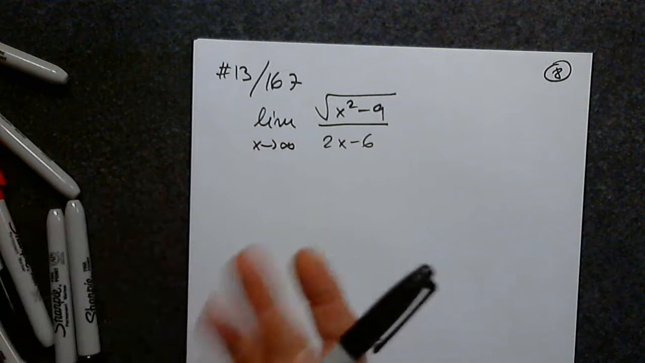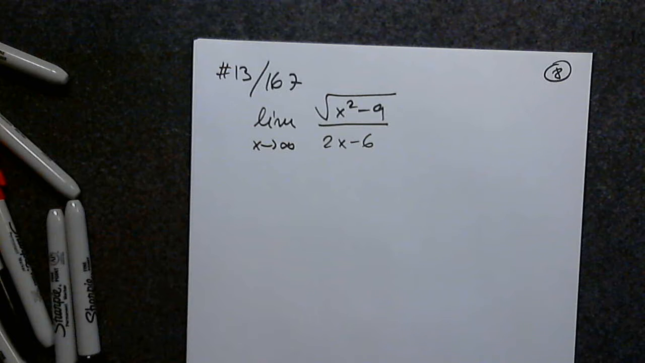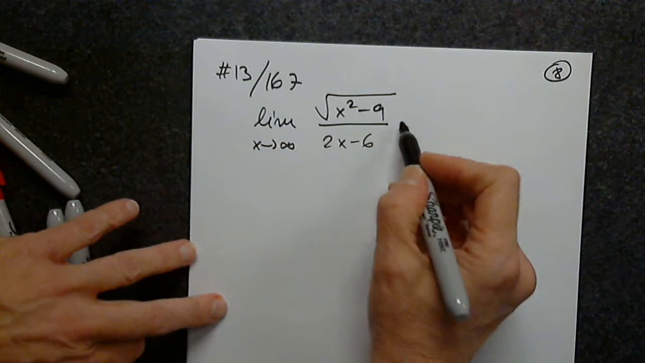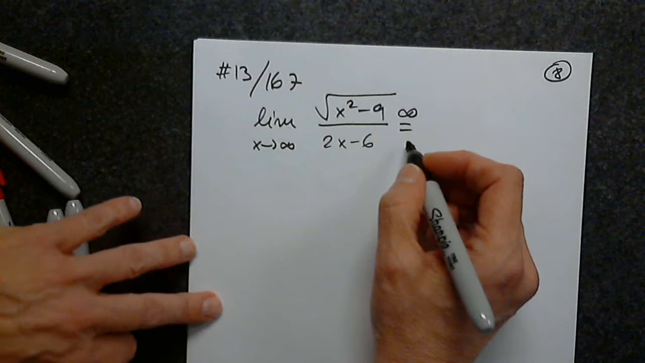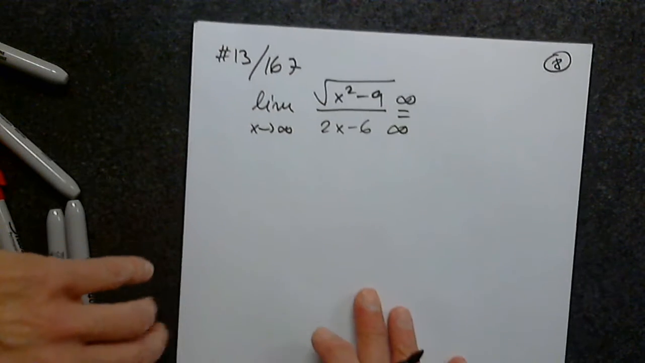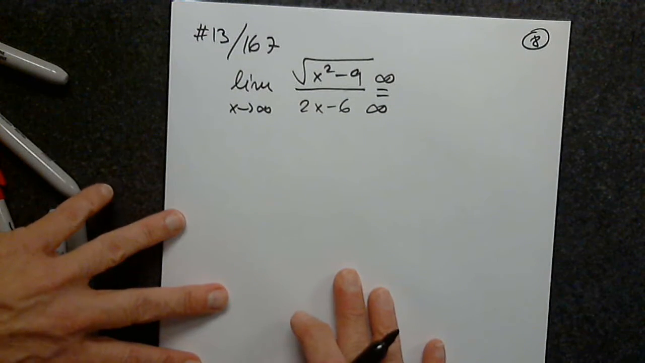For example, this limit comes from chapter 2, test 1. But at that time, we did not know how to differentiate. We did not know what L'Hopital's rule said. So the top approaches infinity, the bottom approaches infinity. Okay, so I can apply L'Hopital's rule.